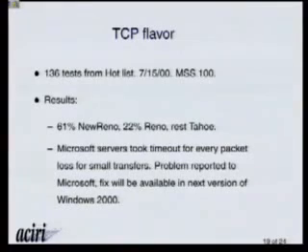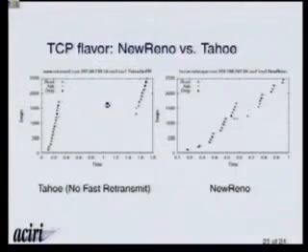An interesting thing is we found that some Microsoft servers, and I literally mean Microsoft servers, www.microsoft.com, took a timeout on every packet loss for small transfers. So we talked to people at Microsoft, and they found a bug, and apparently a fix is in the works in the next version of Windows 2000 or Service Pack, something like that. So I'm just going to skip this graph here.